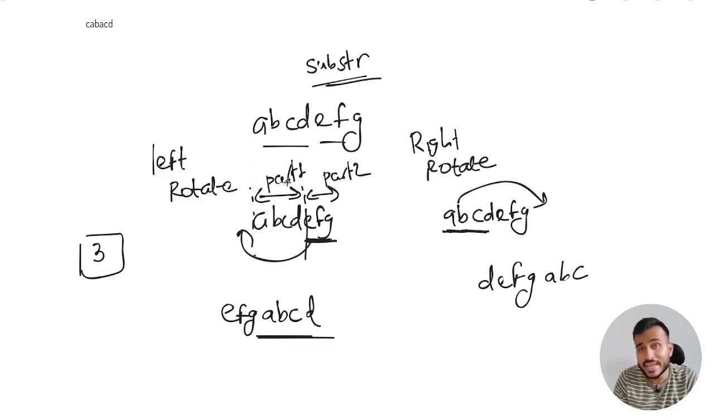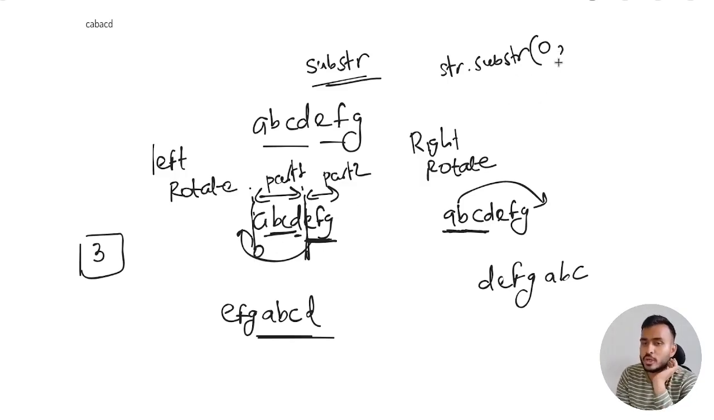Now how can I get part 1? Part 1 starts from 0 and ends at this position. We'll see how we can get the index of this position. In order to get part 1, you can write str.substr. You can use this operation on a string, and you need to pass the start position. In this case, the start position is going to be 0. And what is going to be the end position? The end position is going to be the total length of the string.